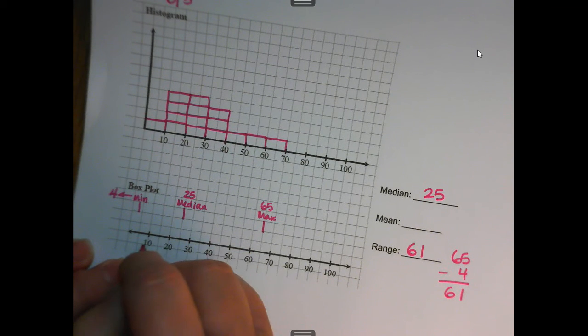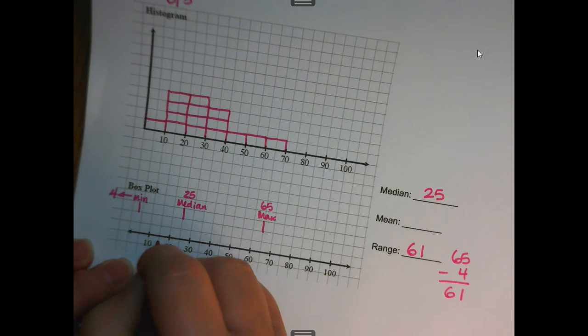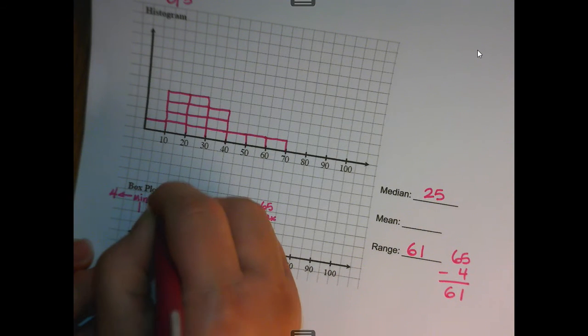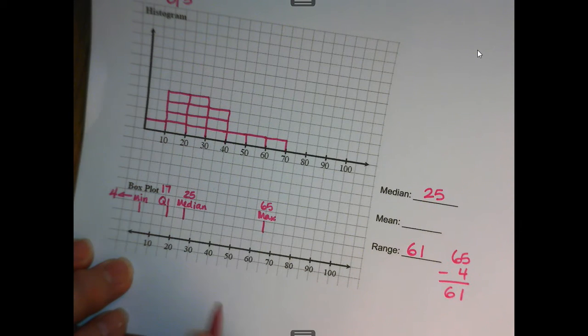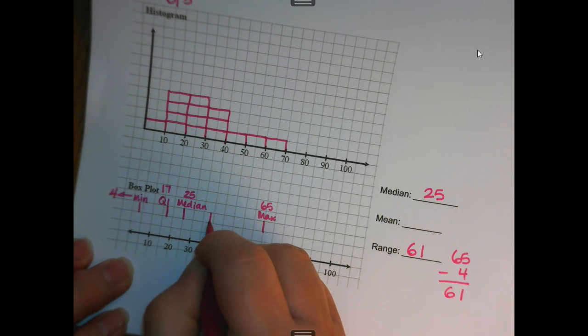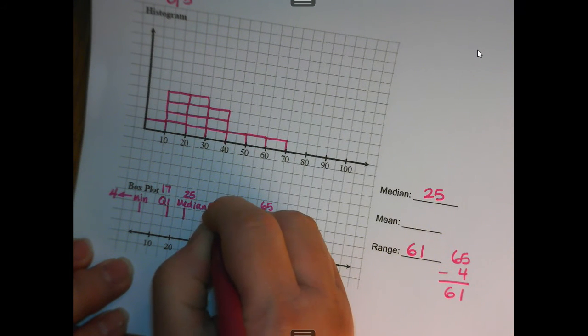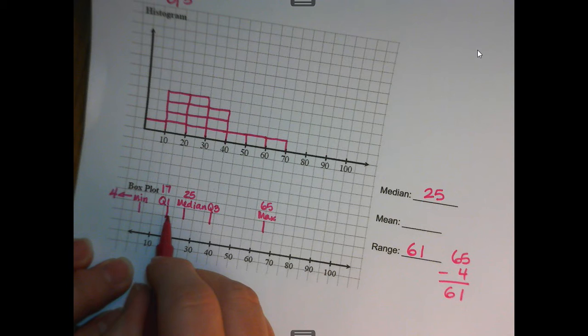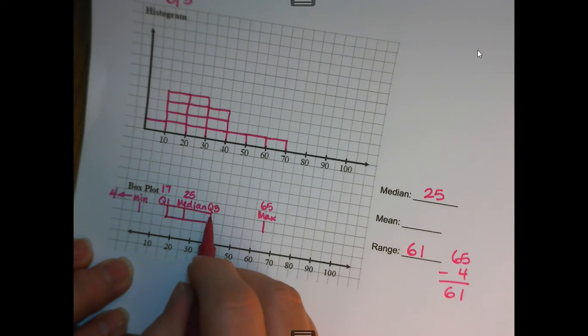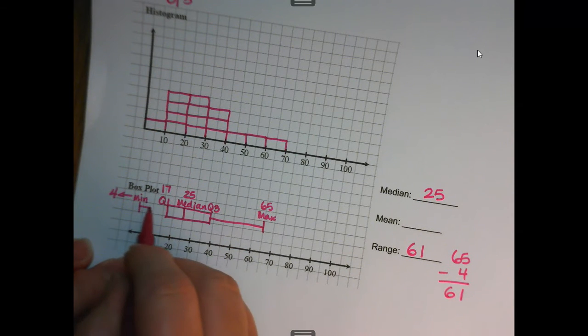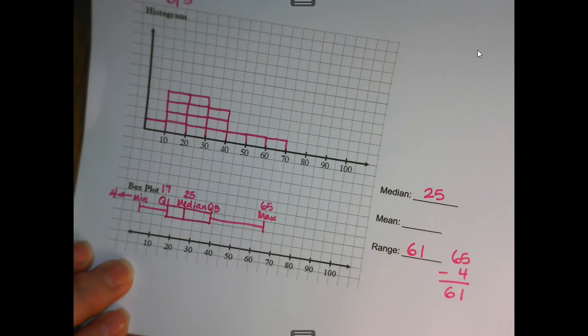So that's going to be 15 is right in the middle there. 17 I'm going to estimate here, and I'm going to write Q1. And over on the other side of the median, I'm going to figure out where about 39 is. And that's going to be Q3. Make my little box. Draw my little whiskers. And I have a box plot done.